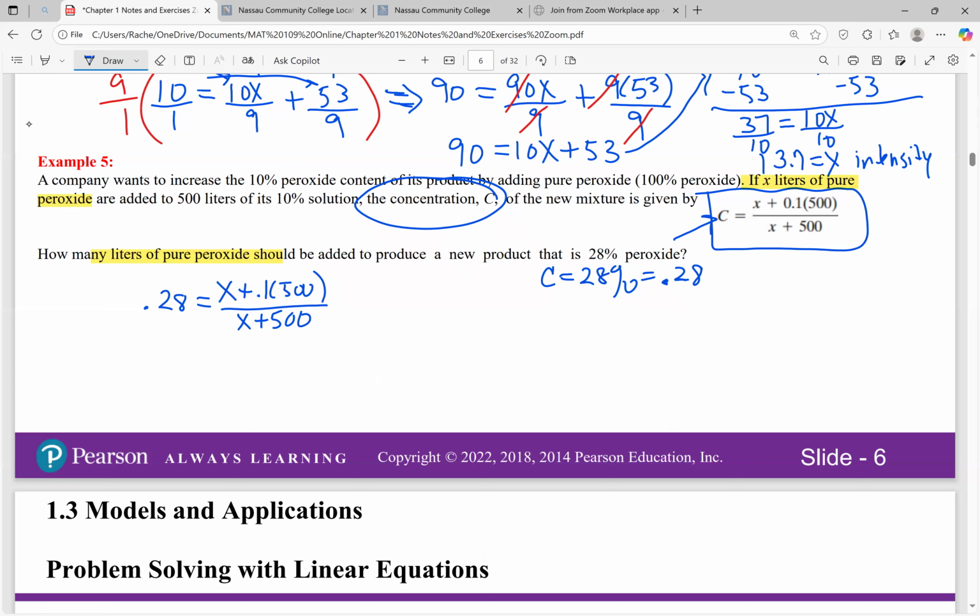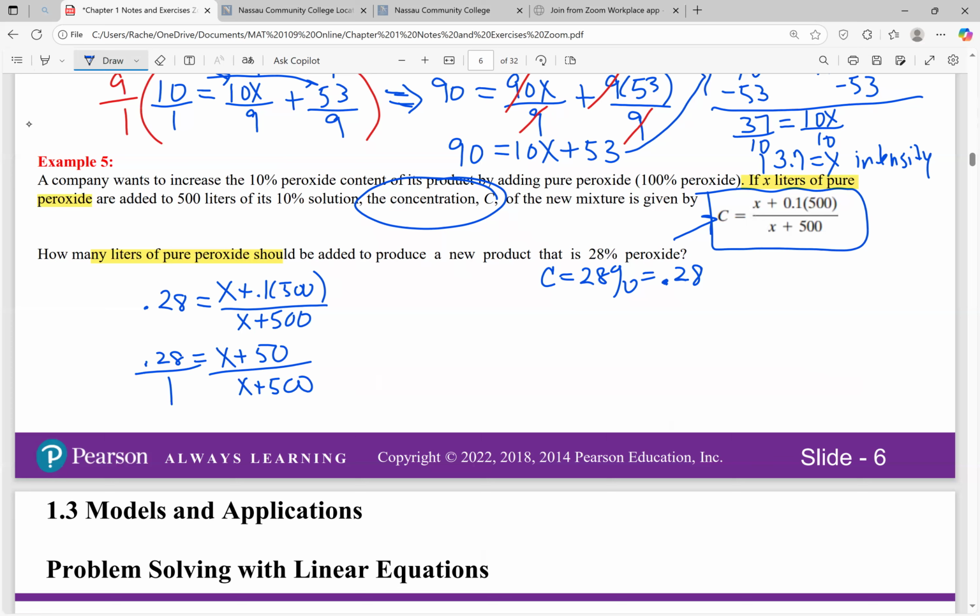So I see that we could simplify the 0.1 times 500 in the numerator. That's just 50. So we're going to have 0.28 equals (X + 50) over (X + 500). Remember what we were doing in the other rational equations that we were solving. Anything that doesn't look like a fraction, just put it over 1. So I'm going to put 0.28 over 1. And now I have two fractions, right? 0.28 over 1, and that has to be equal to the fraction (X + 50) over (X + 500).